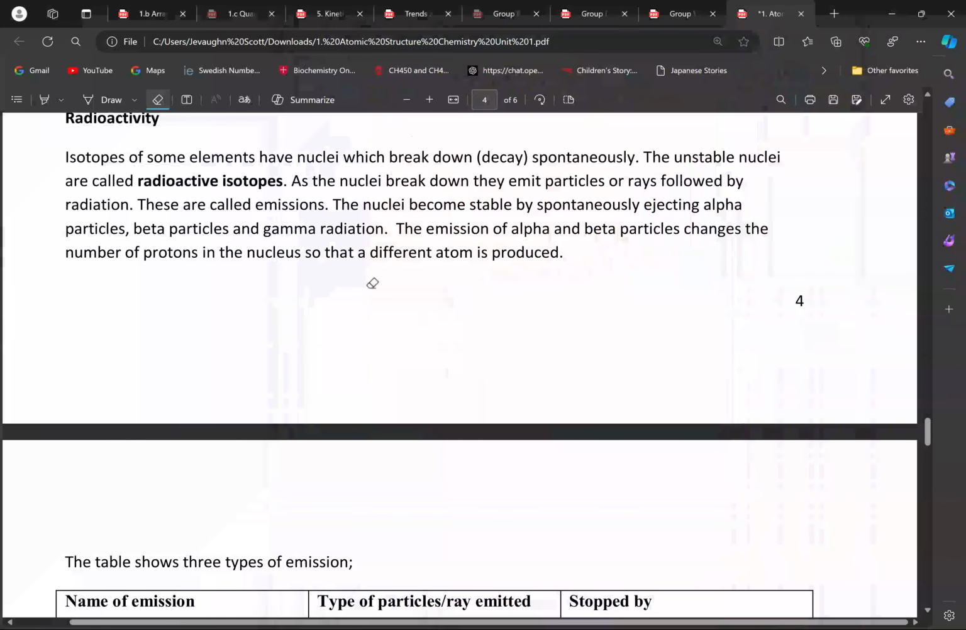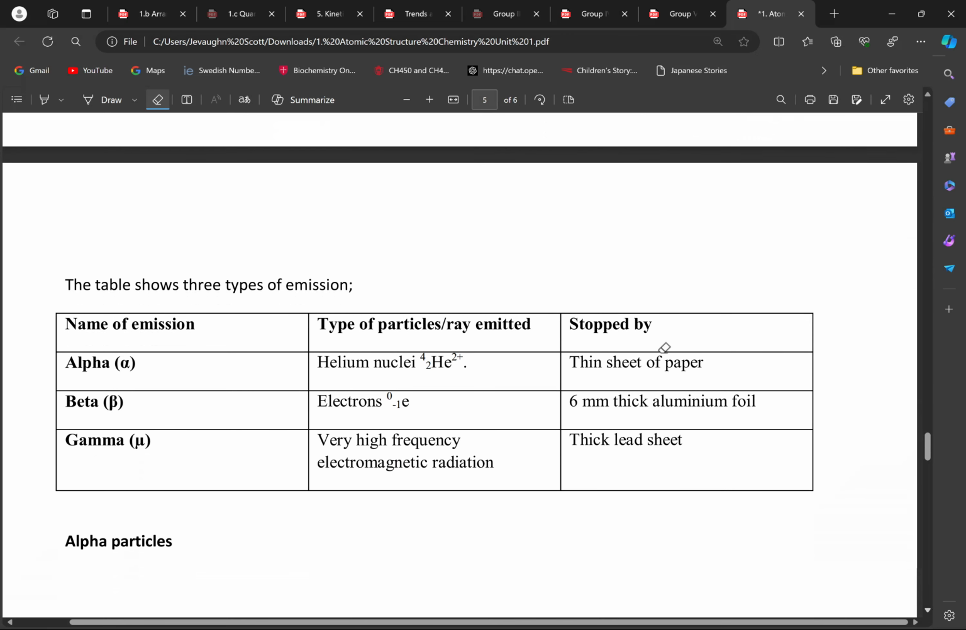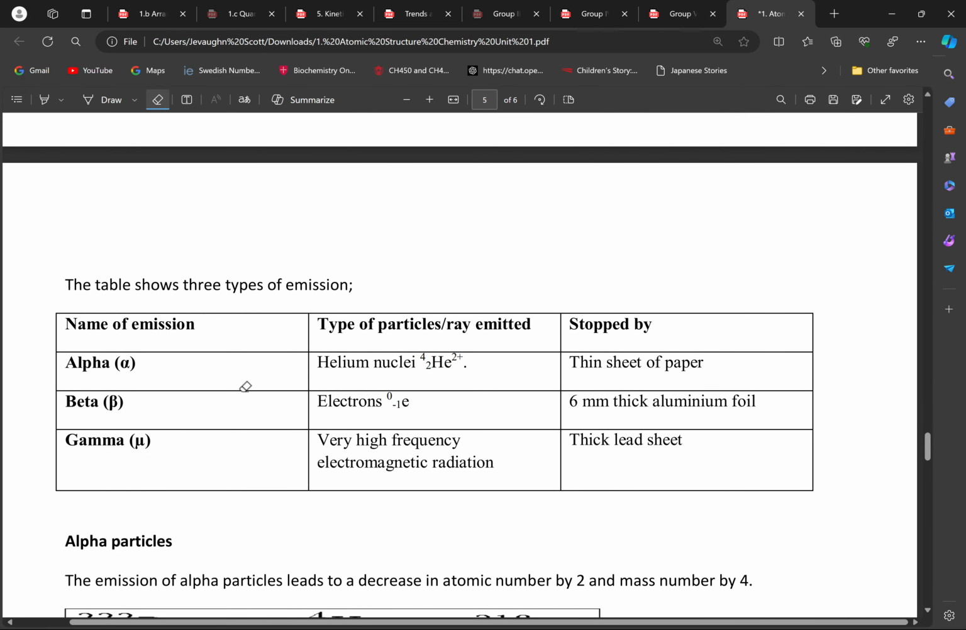So we have that here, right? Unstable isotopes would actually produce these different types of particles when we eject them. Here, the alpha particle: alpha decay would give us a helium nucleus. What the alpha particle really is, is two protons and two neutrons, and because of that, it's the same as the helium nucleus.